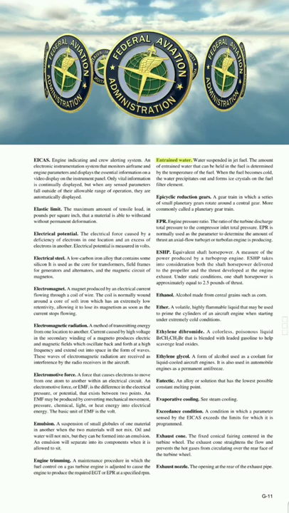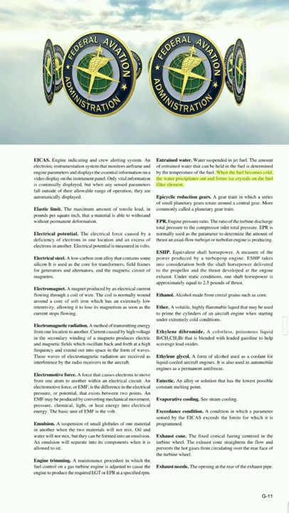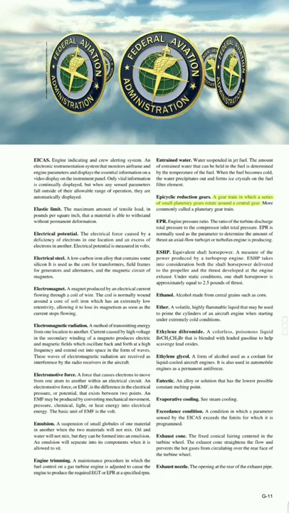Entrained water. Water suspended in jet fuel. The amount of entrained water that can be held in the fuel is determined by the temperature of the fuel. When the fuel becomes cold, the water precipitates out and forms ice crystals on the fuel filter element. Epicyclic reduction gears. A gear train in which a series of small planetary gears rotate around a central gear. More commonly called a planetary gear train.